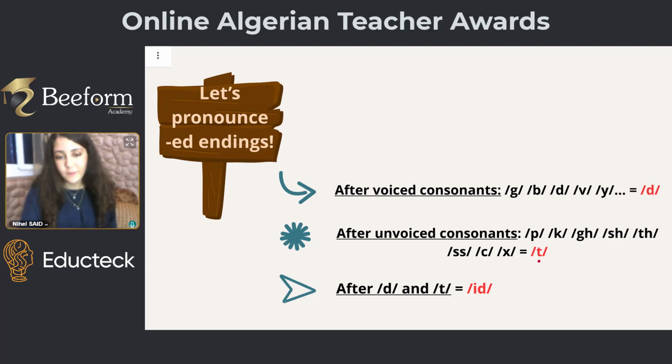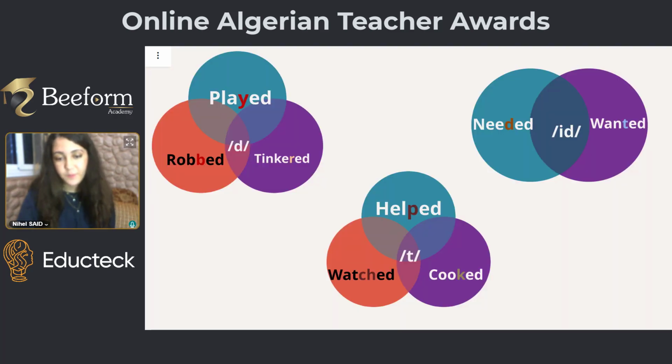All right. So after voiced consonants, the ed is pronounced simply as d. After the unvoiced consonants, the ed is pronounced as t. And finally, with the t and d consonants, we're simply pronouncing ed as id. All right, let's look at some examples here.